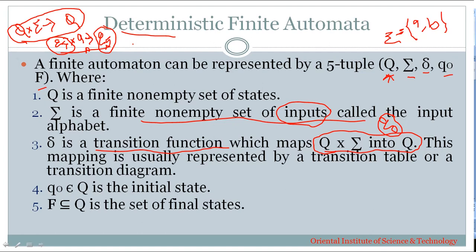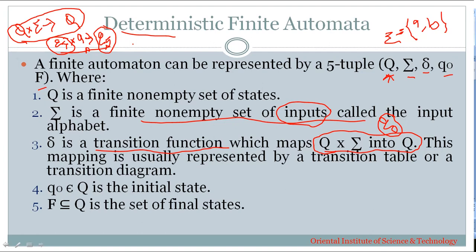And the last is F. F is a subset of Q, not a proper subset, just a subset of Q. That means it contains a set of final states, on reaching which we can announce that the process has been completed, that your string has been accepted or rejected. You can only decide on reaching some final or non-final state. If on a particular input you reach a final state, that means the string is accepted by the finite automata.